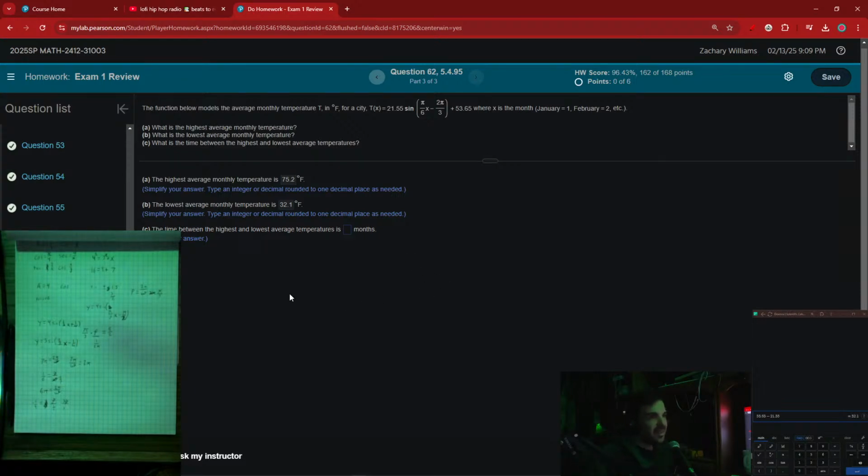The time between the highest and lowest average temperatures is what, half the period? It can't be the phase shift, right? Phase shift is like what month it starts, right? So it's just got to be half the period.